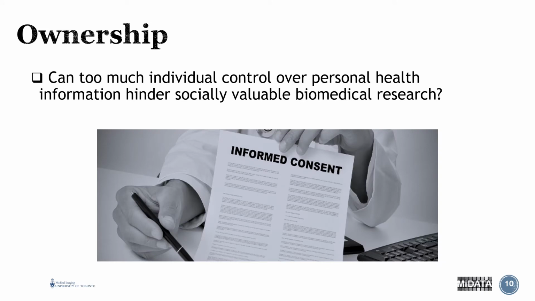Now, on the previous slide, we touched on the concept that data could maybe be made available without informed consent, as long as there's no identifiable information, and as long as the information is used for a good cause, like the purpose is important, and that would mean that it's going to benefit the society at large. So the reverse to this is what would happen if there's too much individual control over personal health information. It is possible that it could actually hinder what's called socially valuable biomedical research.